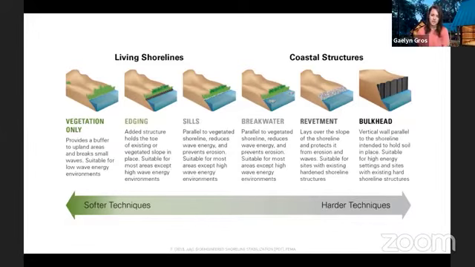Then you have revetment, and revetment is just straight up limestone or straight up concrete. So really no plants involved here. You're just going to have this more abrasive structure along the shore. And then you also have a bulkhead, which is the most invasive technique. This is a vertical wall parallel to the shore, and it's literally there just to keep all the soil inside and keep all the dirt in there. So that's a little bit more harsh than the rest of them.